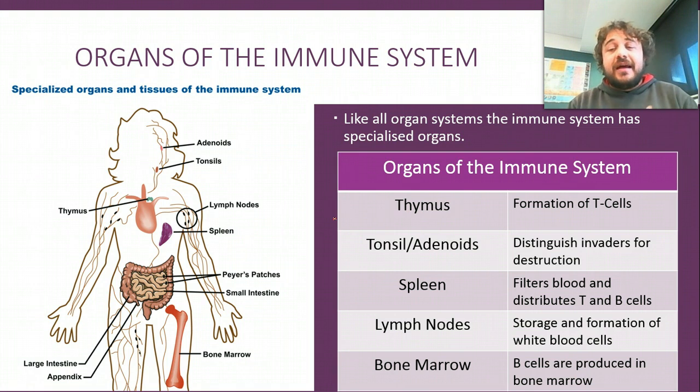We have the tonsils and the adenoids. This basically distinguishes, so when things come in, a major entry point is through the mouth, and the nasal systems are just around here. So they come in and they just decide what needs to be taken out as it goes in.